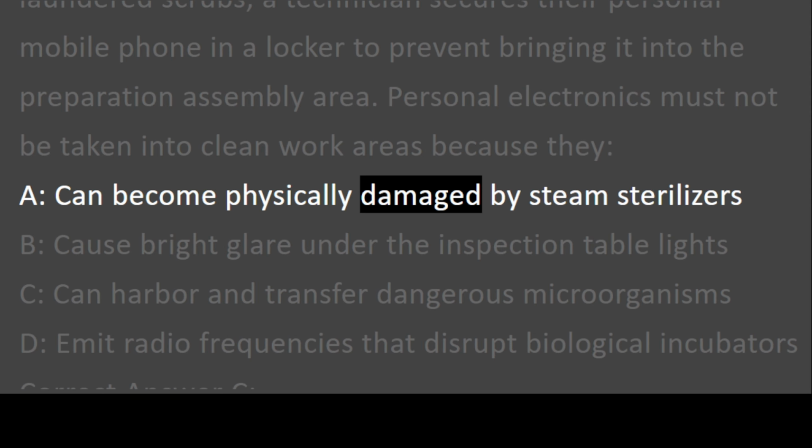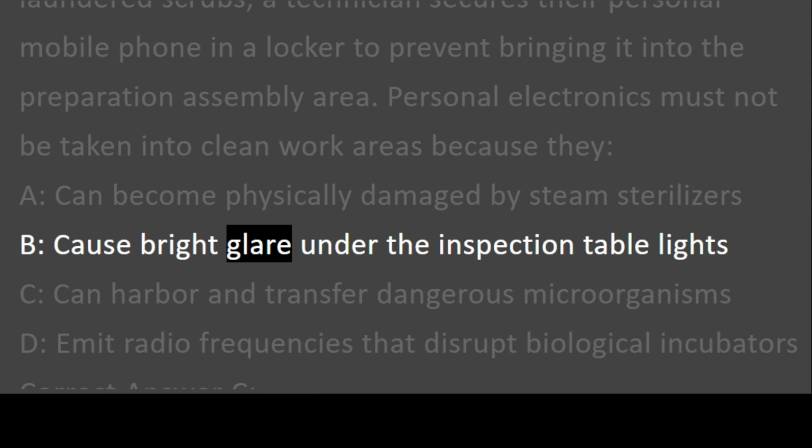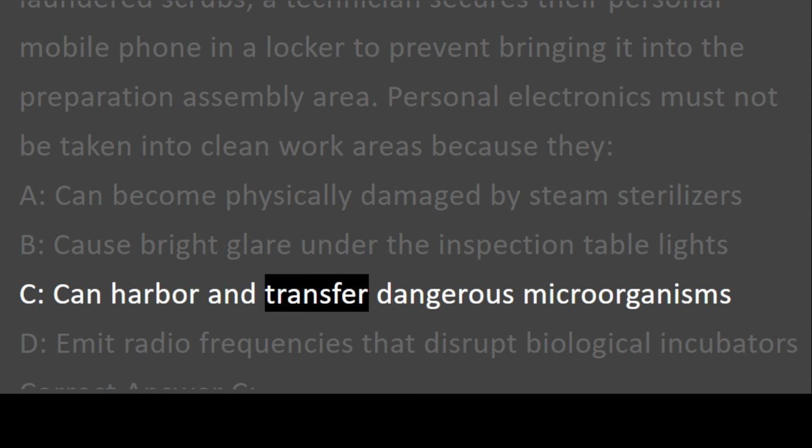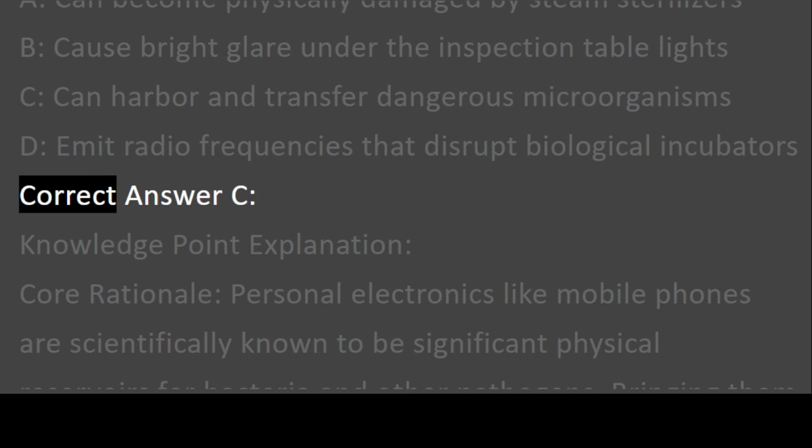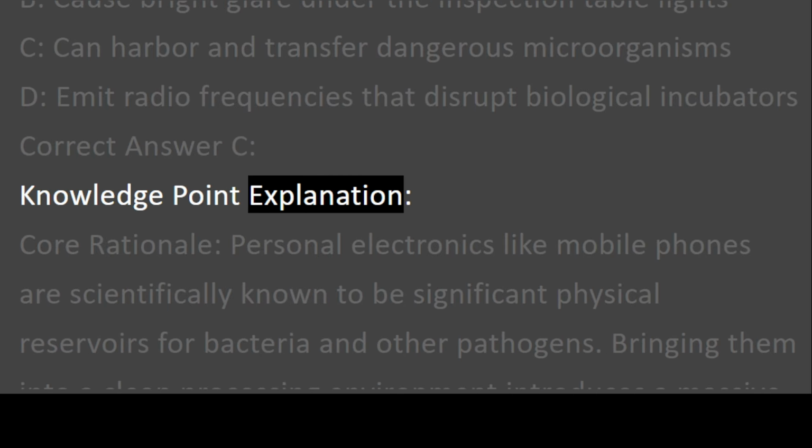A. Can become physically damaged by steam sterilizers. B. Cause bright glare under the inspection table lights. C. Can harbor and transfer dangerous microorganisms. D. Emit radio frequencies that disrupt biological incubators. Correct answer C. Knowledge point explanation.